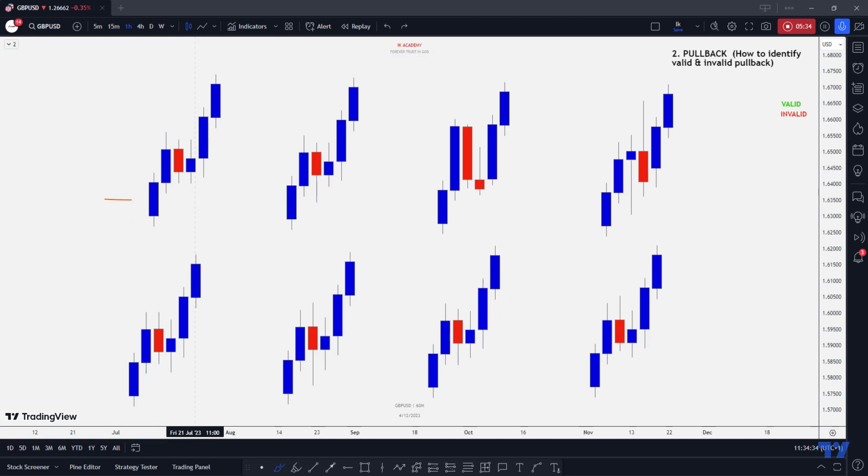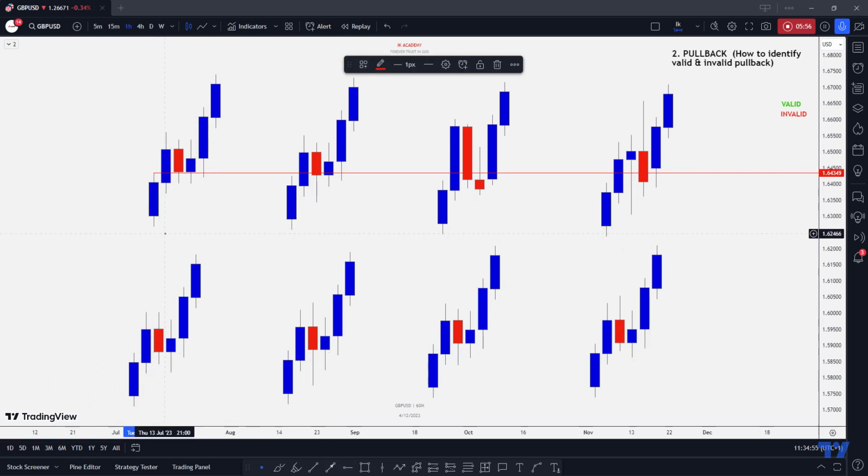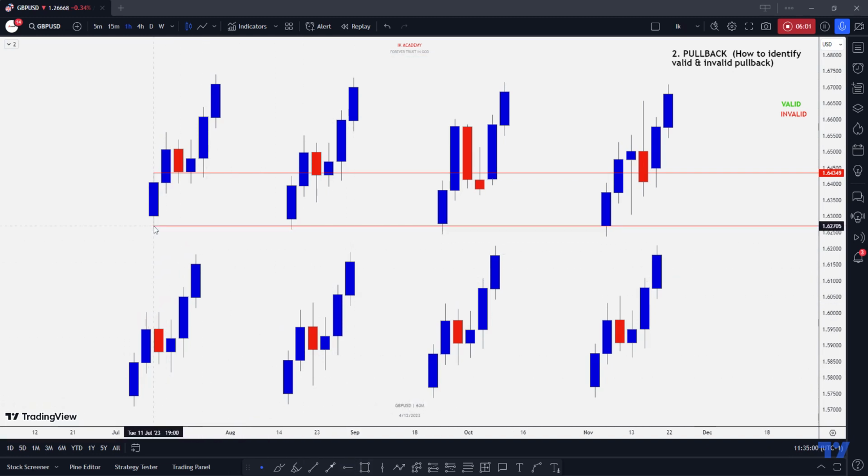Now, to understand pullback, you need to find the high and the low of every candlestick that is printed on the market. For instance, now we have this particular candle, this first candle here, this is the highest point, and we have this place to be the lowest point. Here's the question: how do you know a proper pullback?